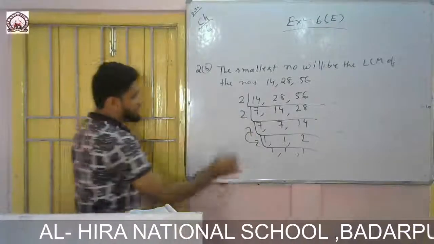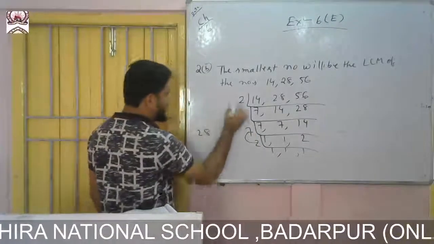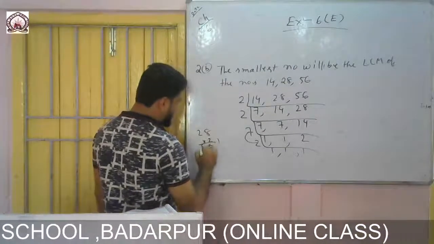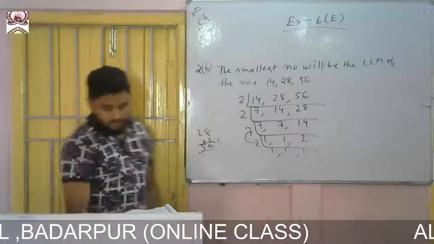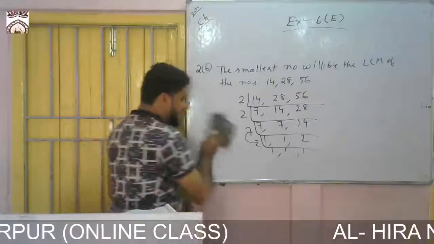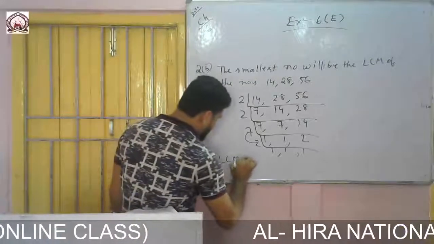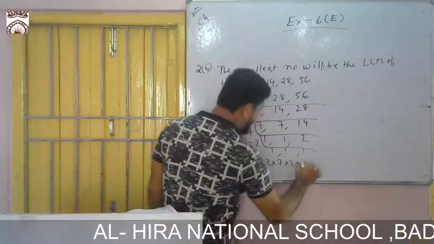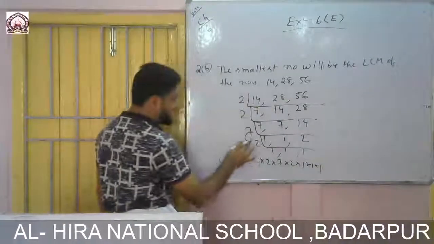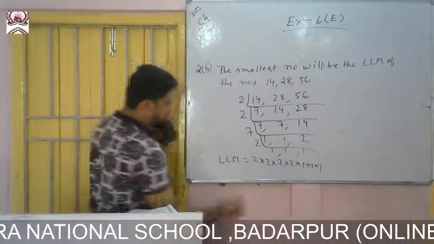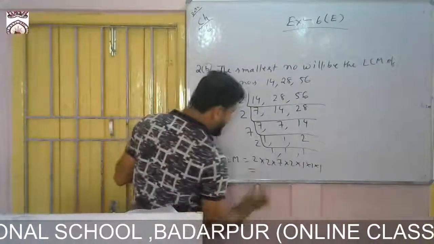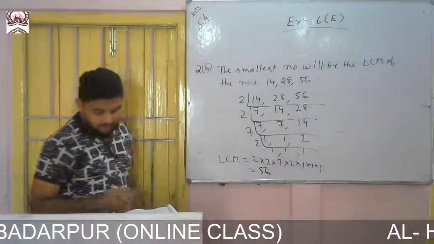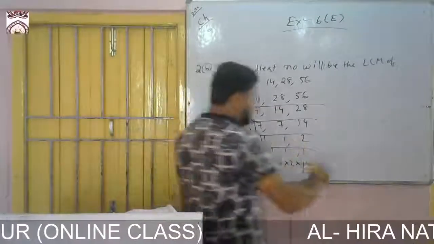So what you got? 7 2s are 14, 14 2s are 28, 28 2s are 56. So write, therefore LCM equals 2 into 2 into 7 into 2 into 1 into 1 into 1. So this will be 56. If you multiply, this will become 56. Therefore the required smallest number equals 56, right?